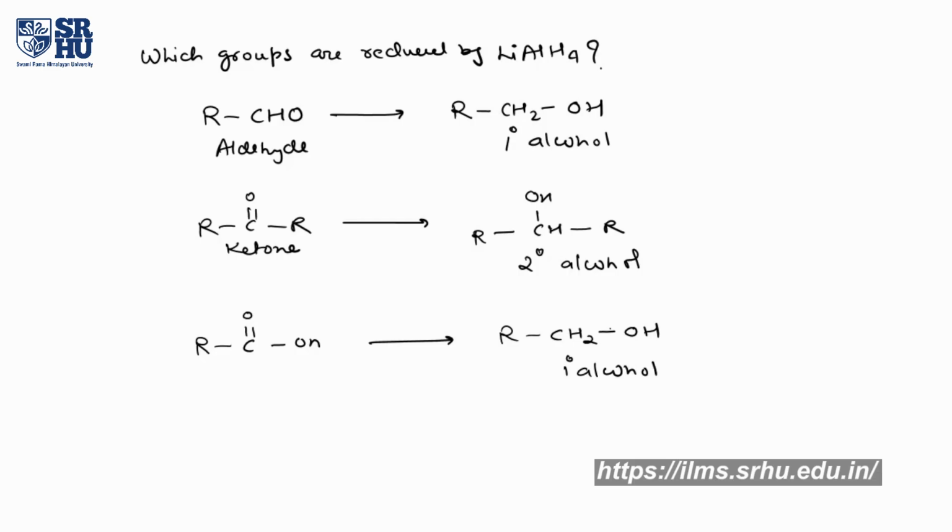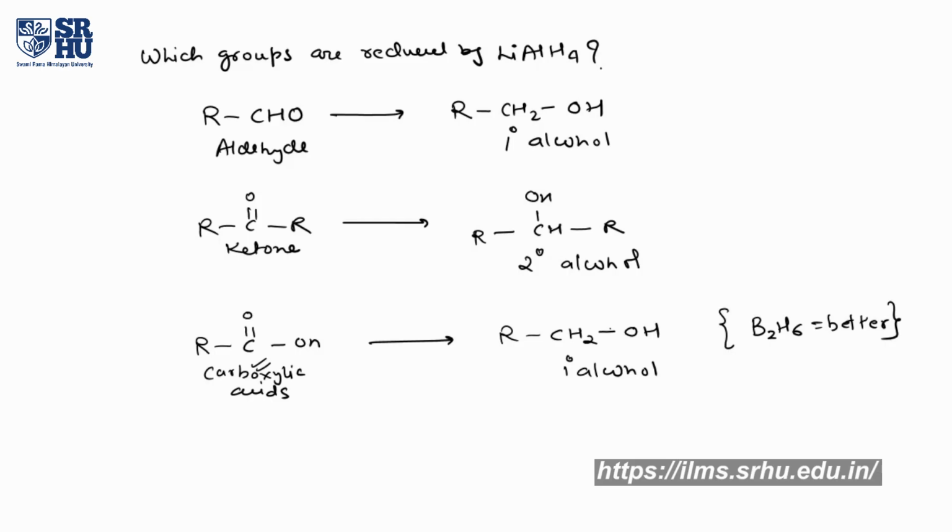But to add to your knowledge, for carboxylic acids, which is a better reducing agent? The better reducing agent for carboxylic acid is B2H6. It is better than LiAlH4 for reducing carboxylic acid.